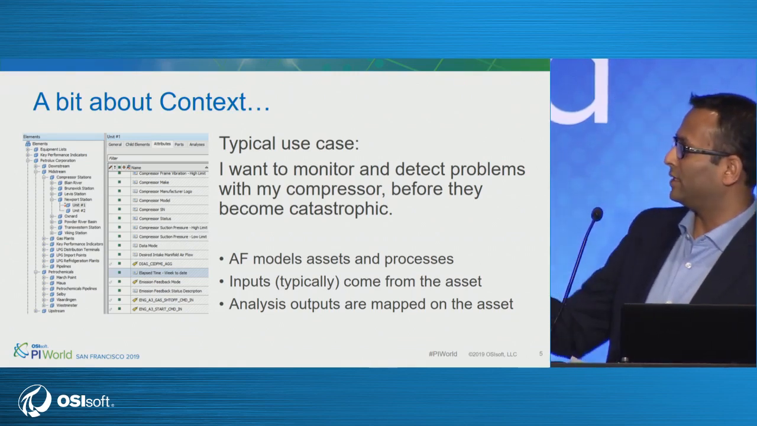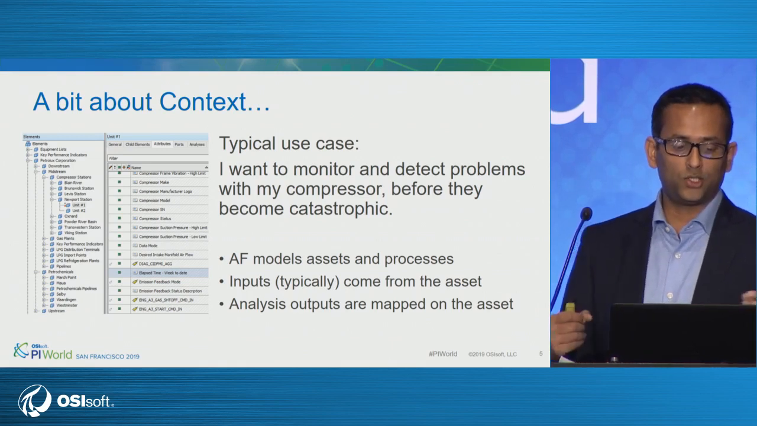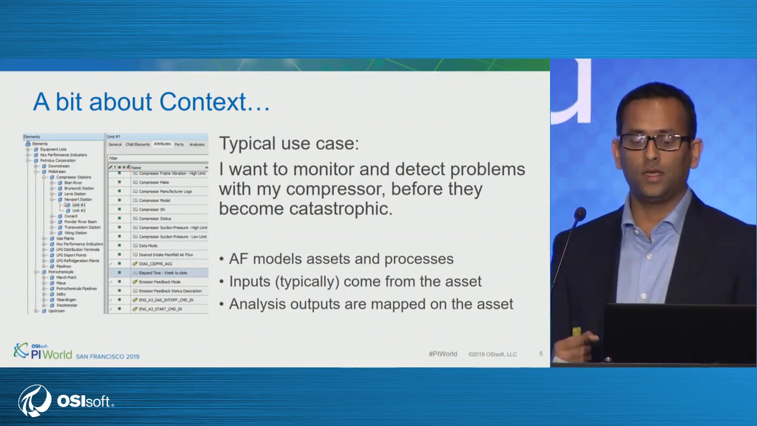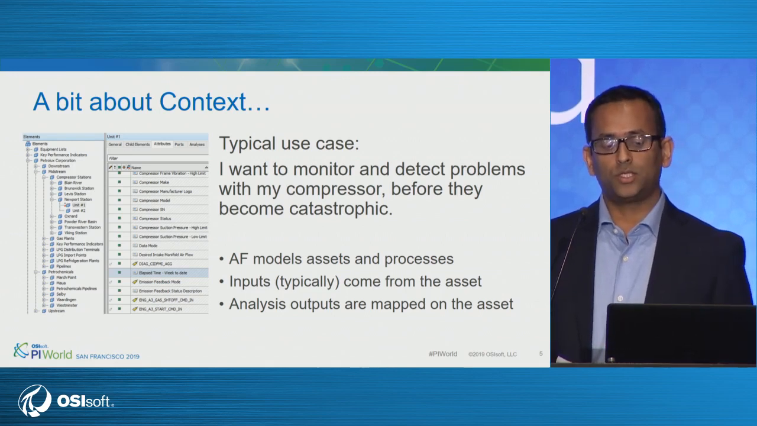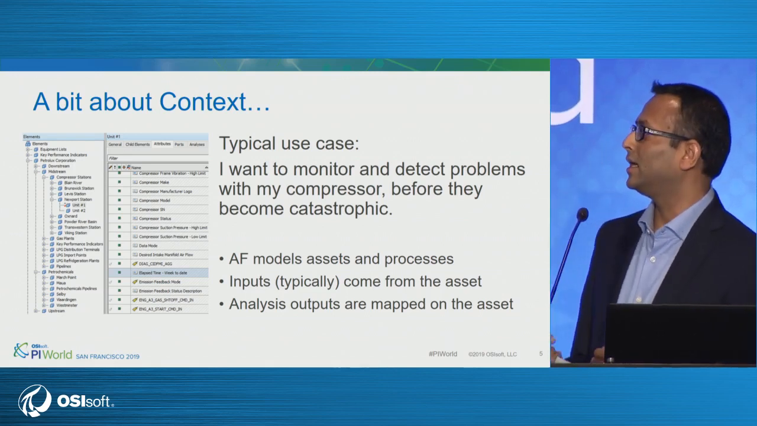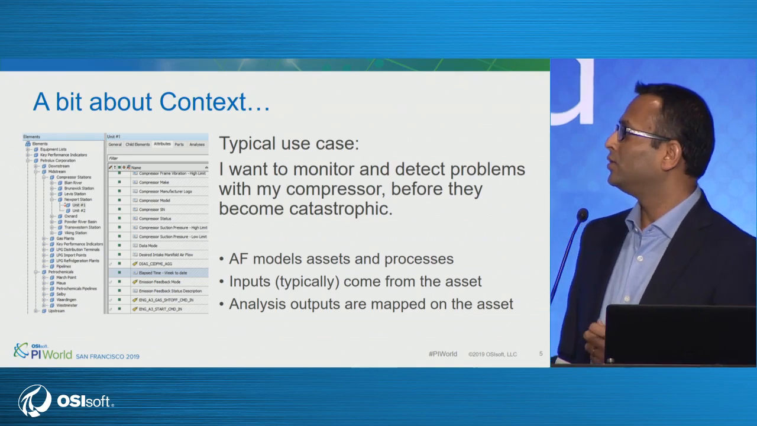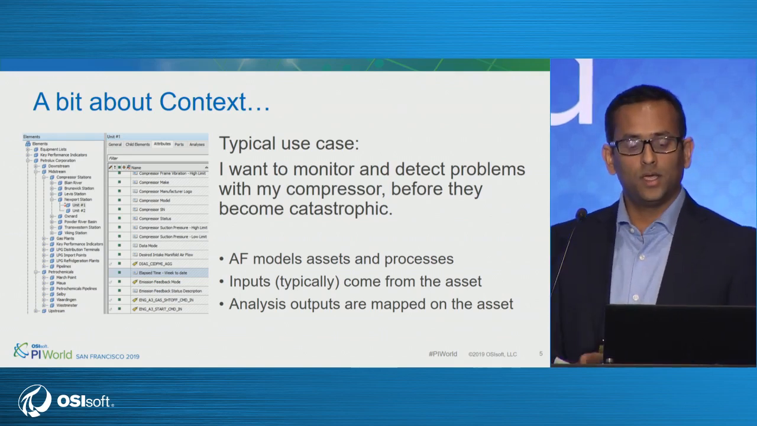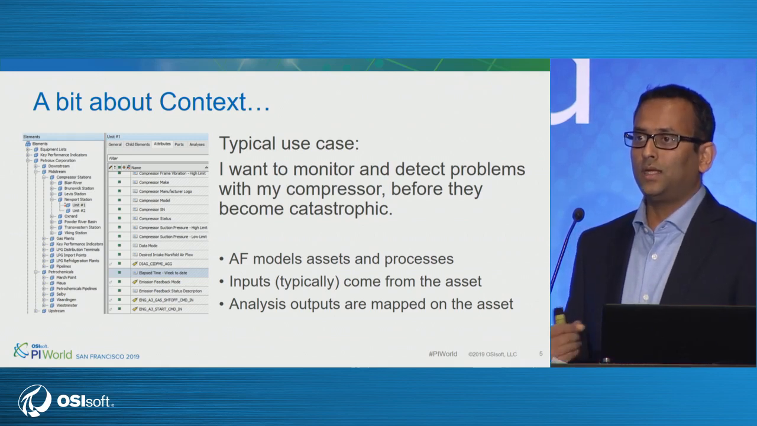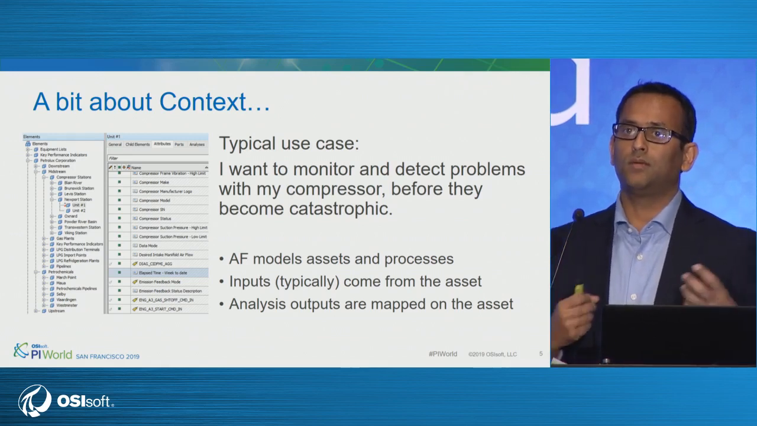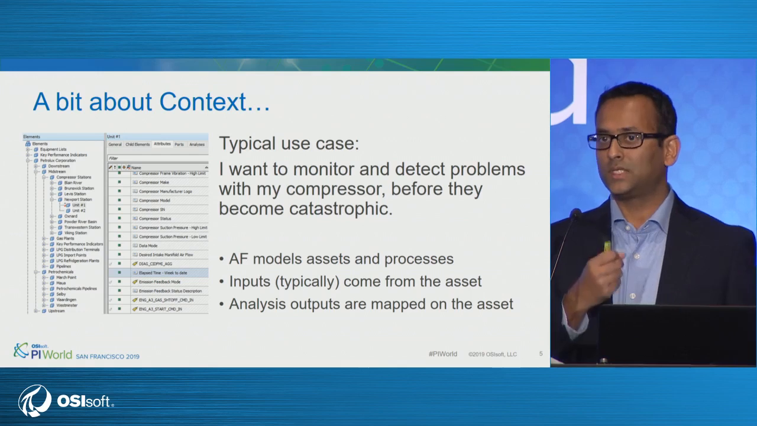I don't know if it's visible at the end, but it's showing the hierarchy and a modeling of a compressor. And if you look at the attributes tab, those are all the measurements that are tied to that compressor. Now, what Asset Analytics lets you do is write calculation logic using all the measurements on that asset or from somewhere in the hierarchy.